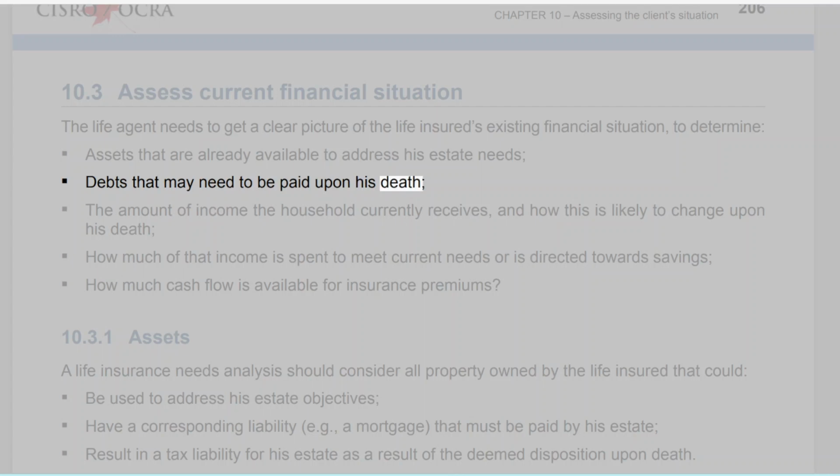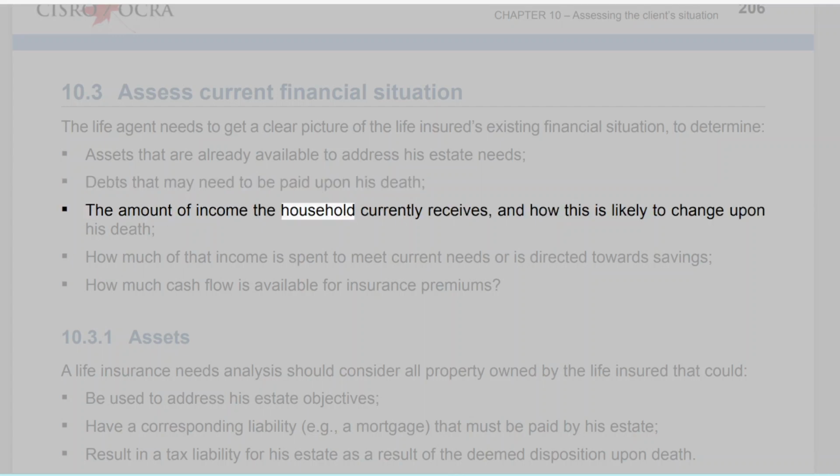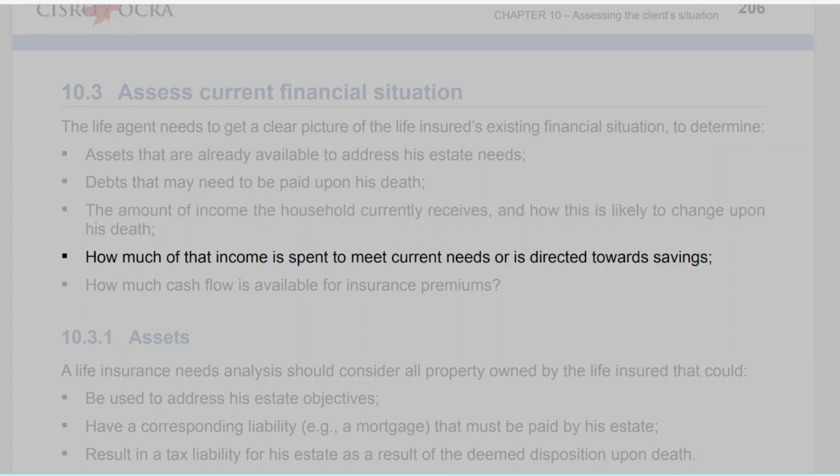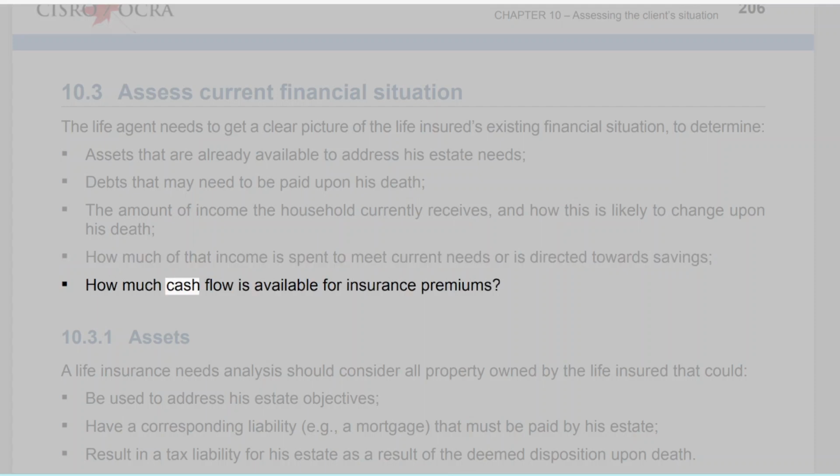debts that may need to be paid upon his death, the amount of income the household currently receives, and how this is likely to change upon his death, how much of that income is spent to meet current needs or is directed towards savings, how much cash flow is available for insurance premiums.